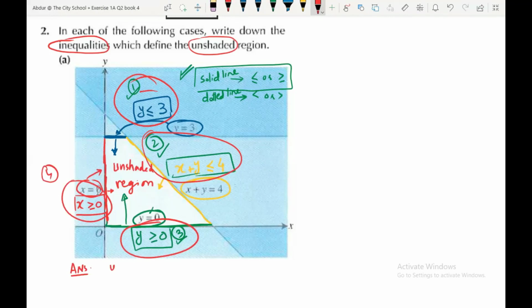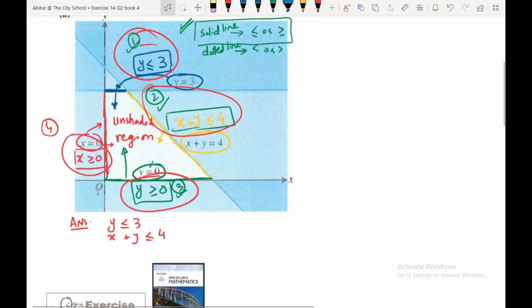So the answer will be y is less than or equal to 3, the first one. The second one is x plus y less than or equal to 4. And the third one is y is greater than or equal to 0. And the fourth one is x is greater than or equal to 0. This is the answer for question number 2, part A.